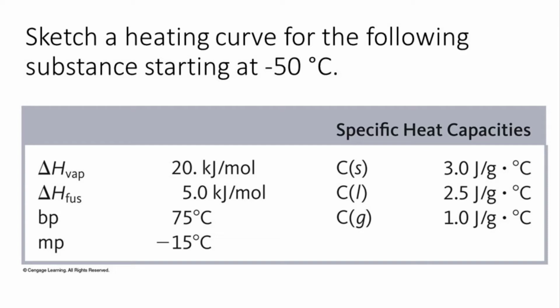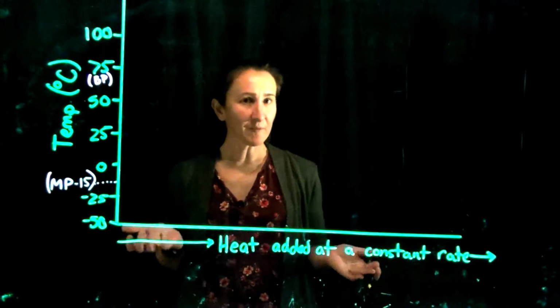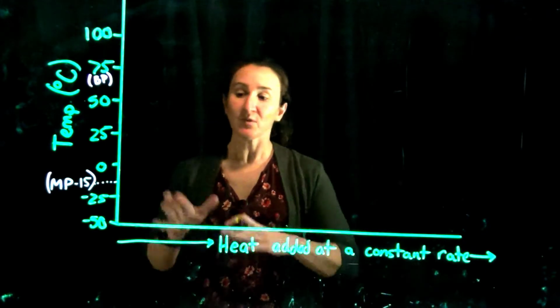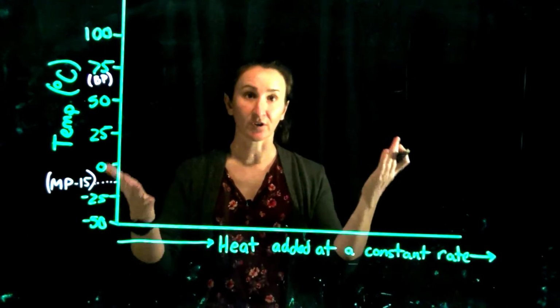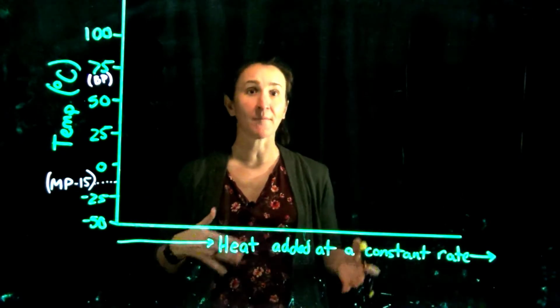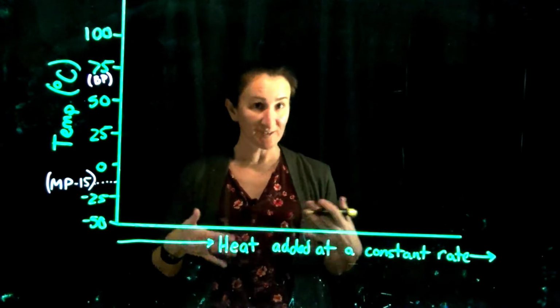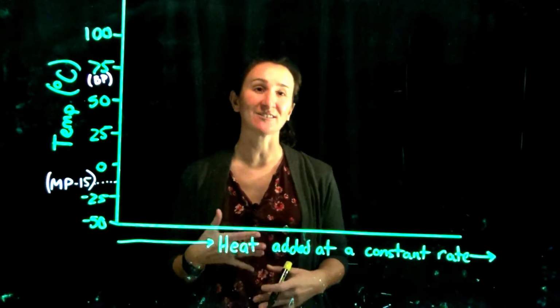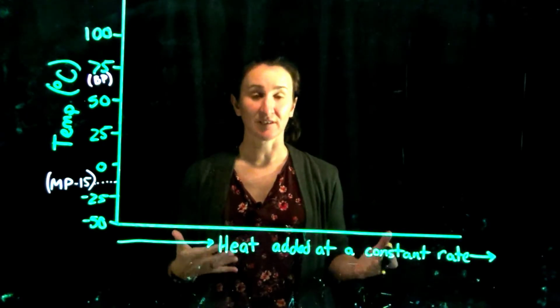Let's sketch a heating curve for the following substance starting at negative 50 degrees Celsius. Why might we want to do this? Well, if you can understand how these heating curves are created, you can understand a little bit more about both enthalpy, solids, liquids, and gases, and then also these specific heats for the substances.